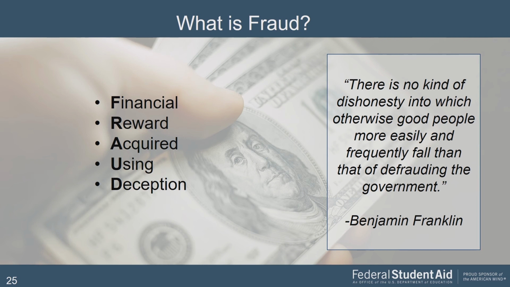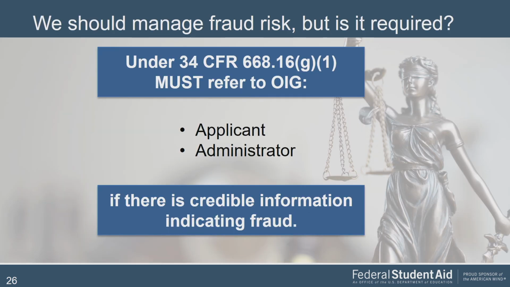Now, you have 9 million things that you have to pay attention to on a daily basis. So, obviously, it's a good idea to think about fraud and to work on identifying it. But is this something you really have to focus on? Is this something you have to report? And the answer to that question is yes. Under regulatory guidance, you are required to report to the Inspector General any credible information that you have on an applicant or a fellow administrator that indicates that fraud is occurring.